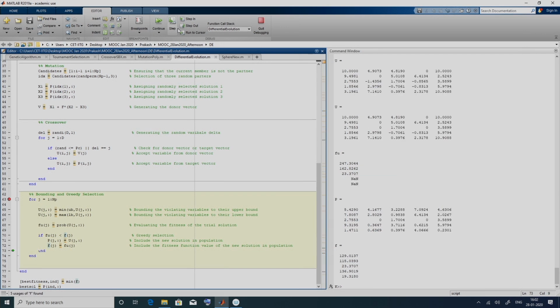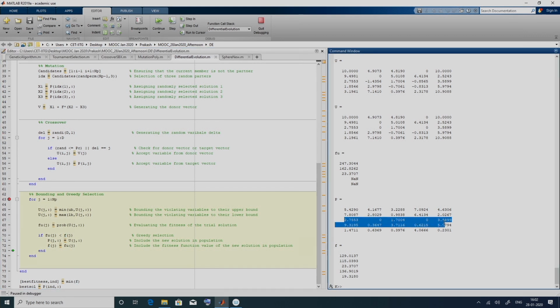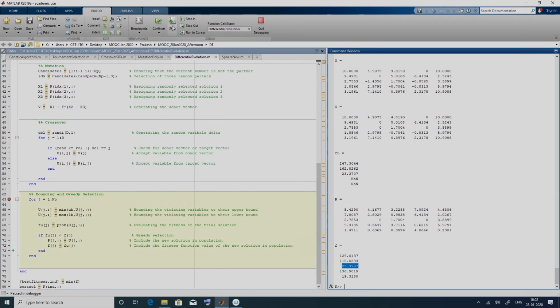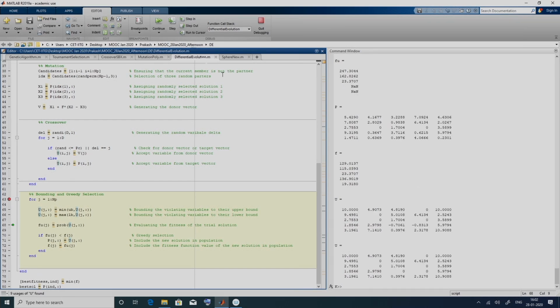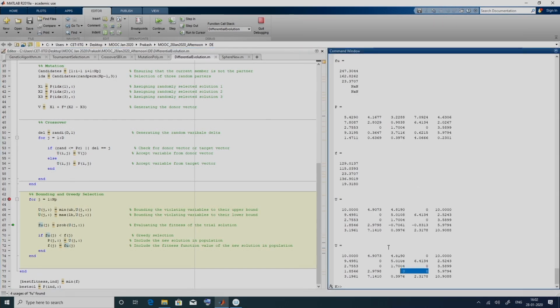So, both the population as well as the fitness function have to be updated, right. That is what we are doing in lines 71 and 72, and then we need to continue this for the fourth solution. For the fourth solution, we see the third and the fourth variable are violating the lower bounds, so those are set to zeros.